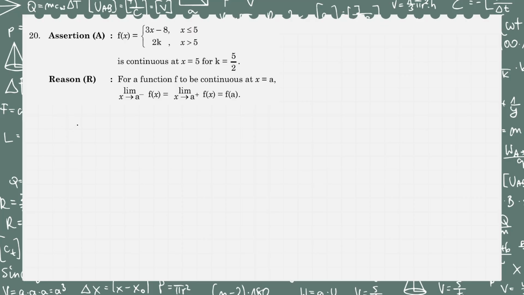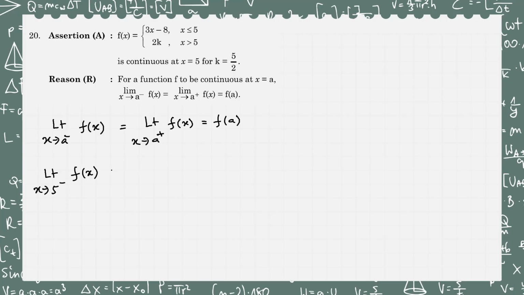So when can you say a function f of x is continuous at a given point? Limit x tends to a minus f x equal to limit x tends to a plus f x equal to f of a for some particular a, then we can say f of x is continuous at that particular point a. Now let us think about x equal to 5 here. So we can accept that f of x is continuous only when we have limit x tends to 5 minus f x equal to limit x tends to 5 plus f x equal to f of 5.